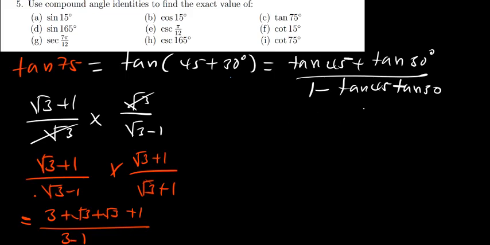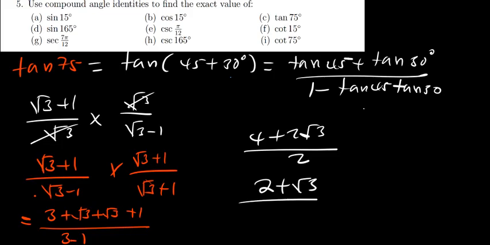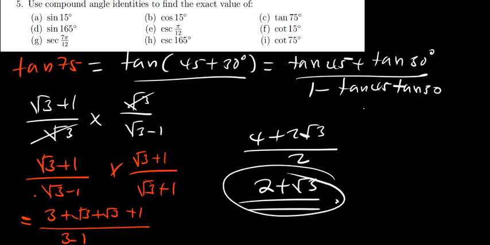Well, 3 plus 1 is 4, plus 2 root 3, divided by 2. So if you divide both sides, it will be 2 there, 1, and I'll end up having this. So the answer for this is 2 plus root 3. Interesting, right? It is very interesting, but you have to be very careful so that you avoid mistakes. That's the most important thing.